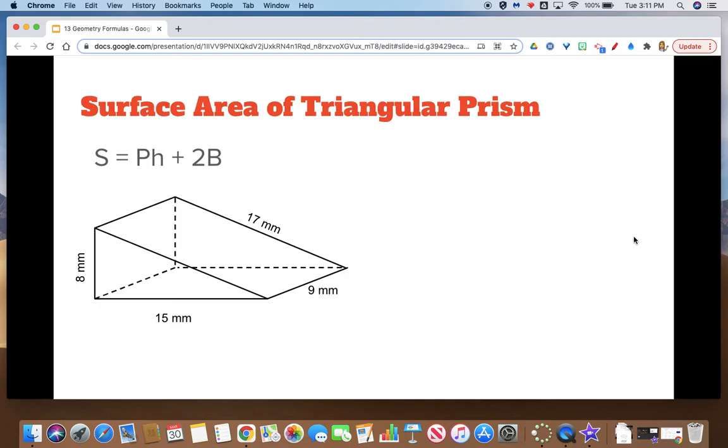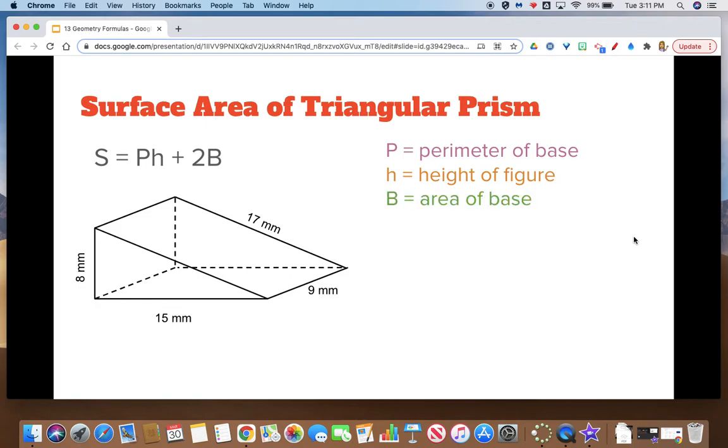It's the same formula. It's just going to be a little bit different because our bases are no longer rectangles. Our bases are triangles. So let's see how that's going to be different for us. Perimeter of the base is still what capital P stands for, H is still what height stands for, and B is still area of the base, the capital B.